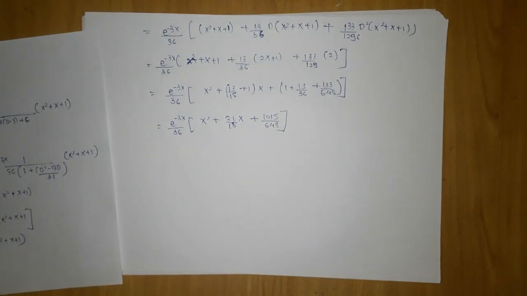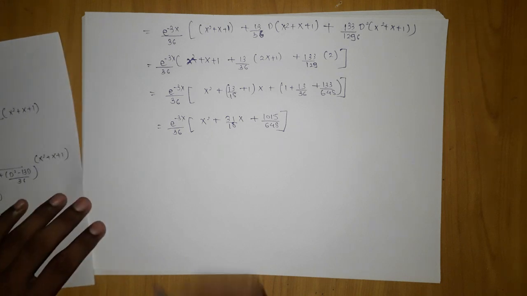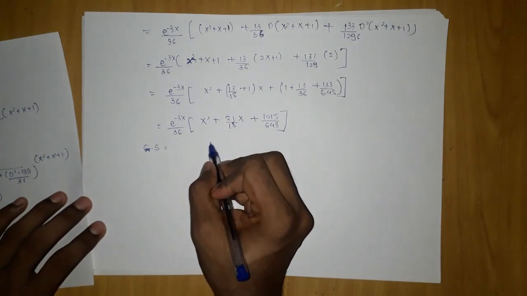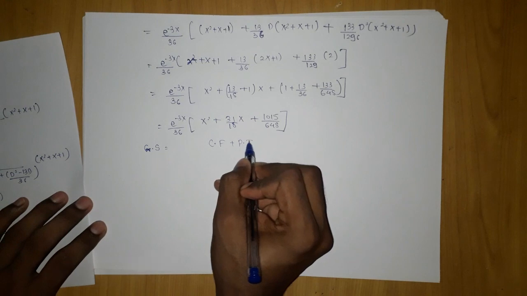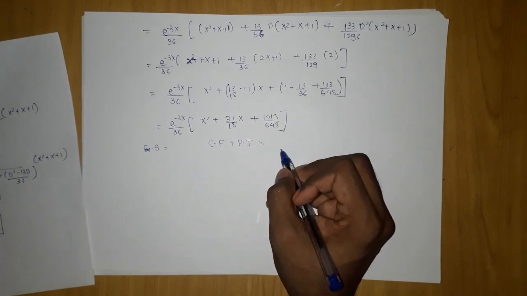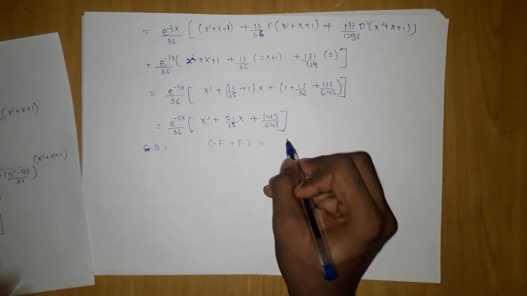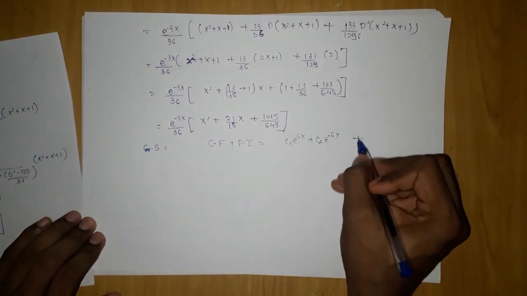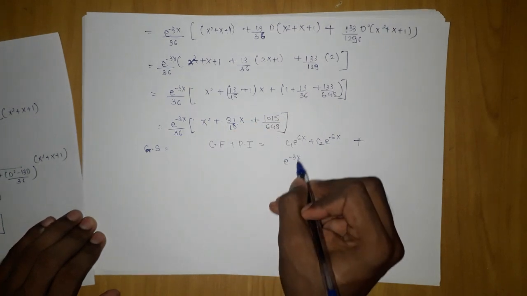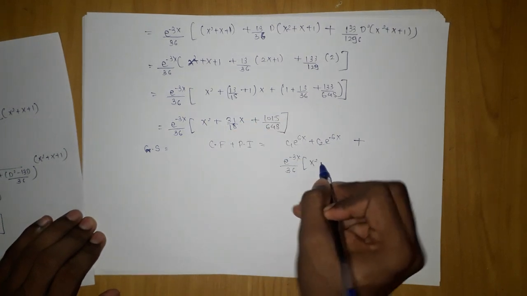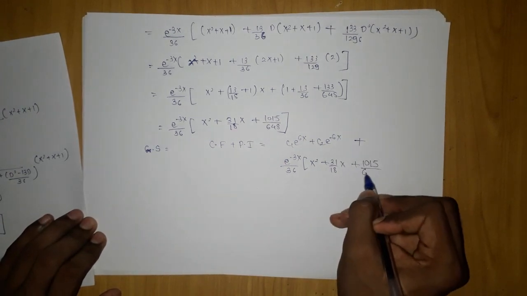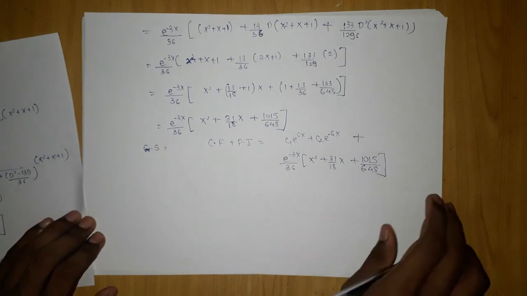So in this session we are going to do this problem only. Let's get the general solution. General solution will be what? Combination of complementary function plus particular integral, which will be nothing but, if we write the answer, c1 e to the power 6x plus c2 e to the power x plus this thing, e to the power minus 3x by 36 bracket (x square plus 31 by 18 x plus 1015 by 648) as our answer. So this is our answer.